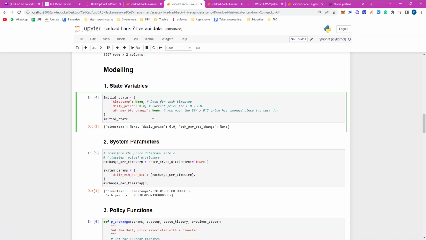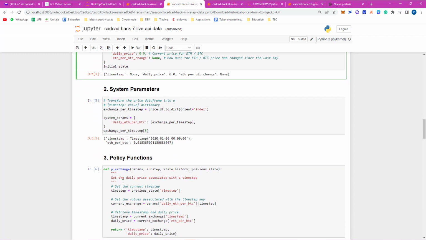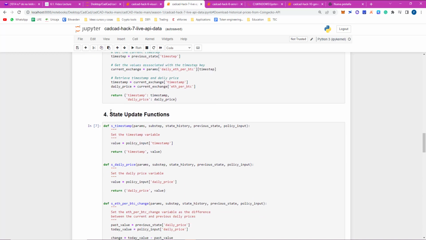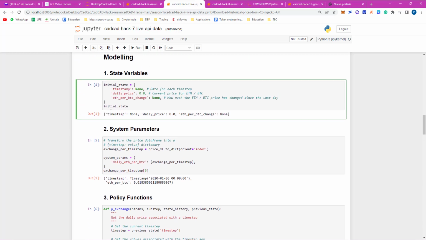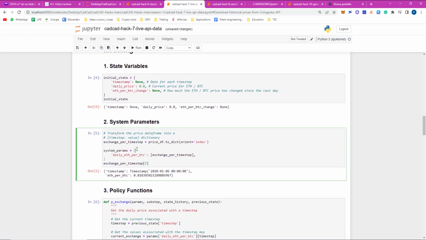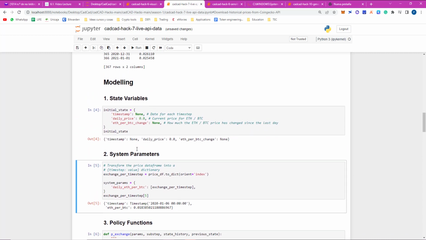Okay, yeah, but none of these are string variables. Time step goes from 0 until whatever. The daily price changes with exchange, and if ETH per BTC changes, that also changes. But I don't know why this runs, by the way. I wonder why this runs. If I didn't run it, it doesn't matter. I'll run it again. I mean, we can always check with the developers.